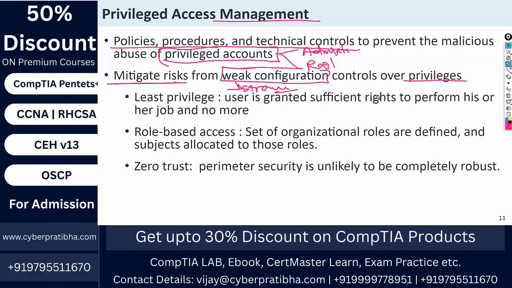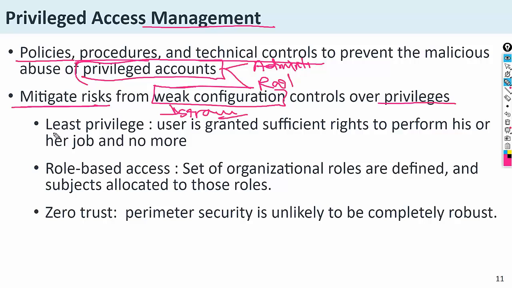There are categories of privileged access management: least privilege, role based and zero trust. Least privilege means if you are creating a single user, what can the user do? For example, you create an account on Facebook. You have the least privilege. Later on you can change different settings and make your profile secure. Whenever you install or create a new user on Windows or Linux, it has the lowest privilege.